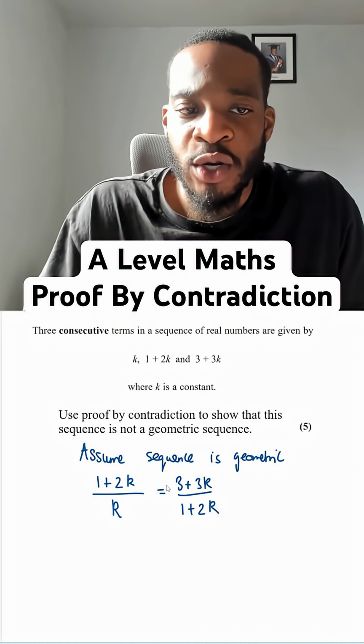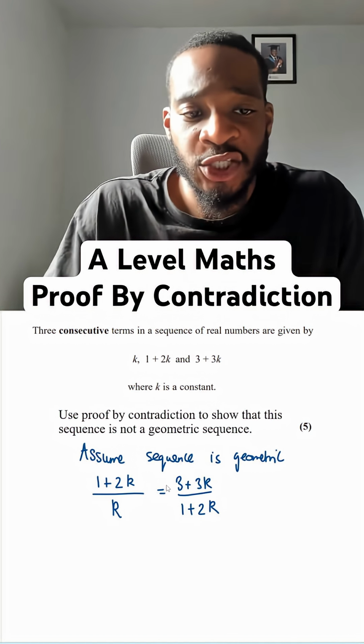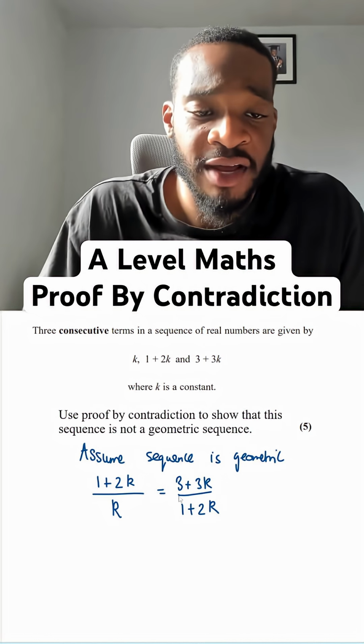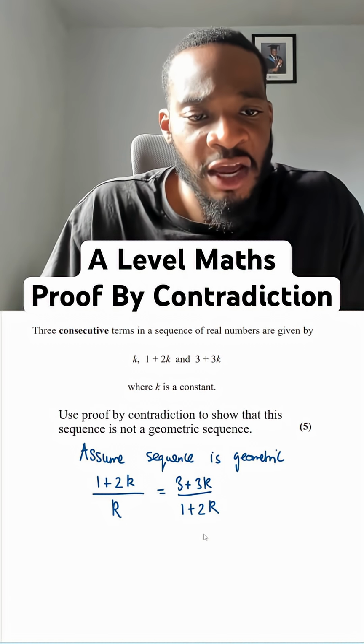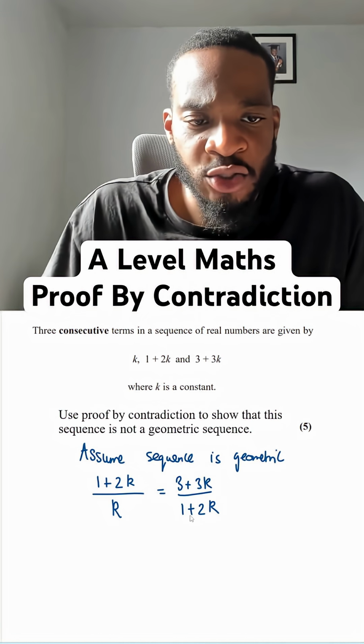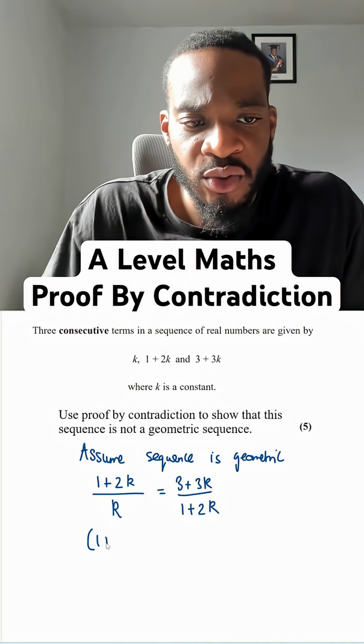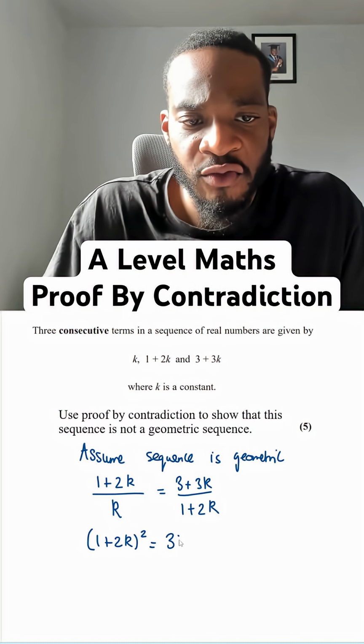This shouldn't hold. We know that this is not going to work, so we need to show that this equation isn't true. It doesn't hold for values of k. Now, how do we do that? Well, let's get rid of the denominators and cross multiply. On that side it's going to be 1 plus 2k all squared, and this is going to equal, times that k up there, 3k plus 3k squared.